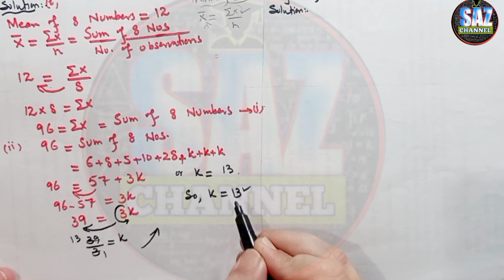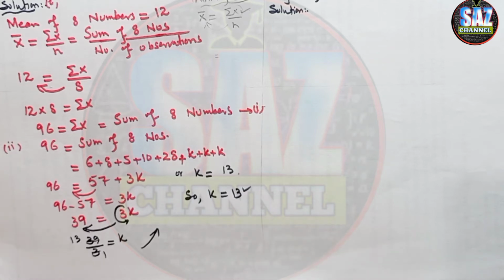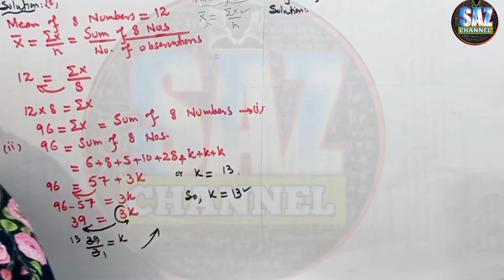This is the required answer. I hope really easy questions. Here we are just applying the concept of mean for ungrouped data, and we are finding the sum with the help of that, and then we are framing a simple linear equation. Let's move to the next question, and let me turn the page.